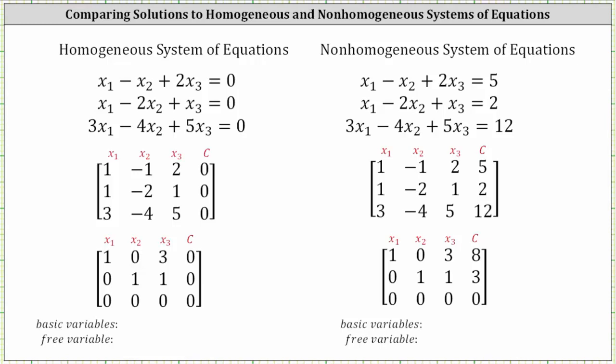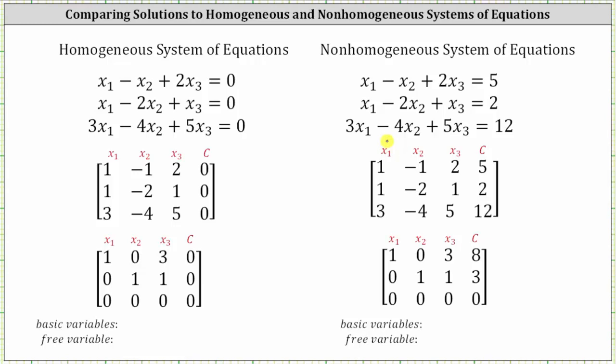Welcome to a lesson comparing the solutions to homogeneous and non-homogeneous systems of equations. On the left, we have a homogeneous system of equations because all the equations are equal to 0. On the right, we have a non-homogeneous system of equations because all the equations are not equal to 0. However, for both systems, notice how the expressions on the left are exactly the same.